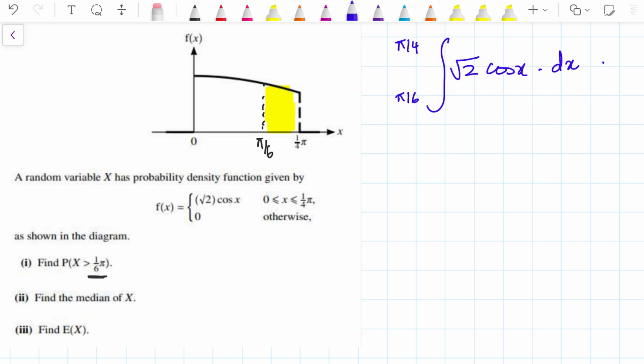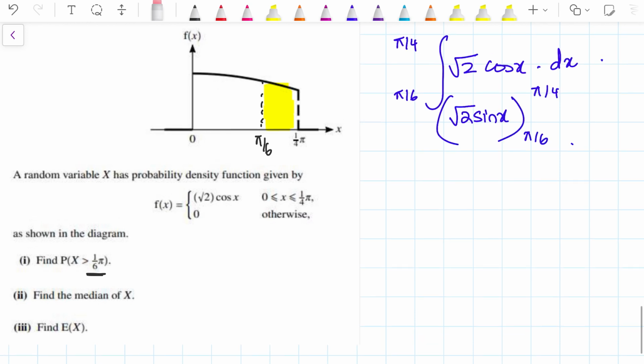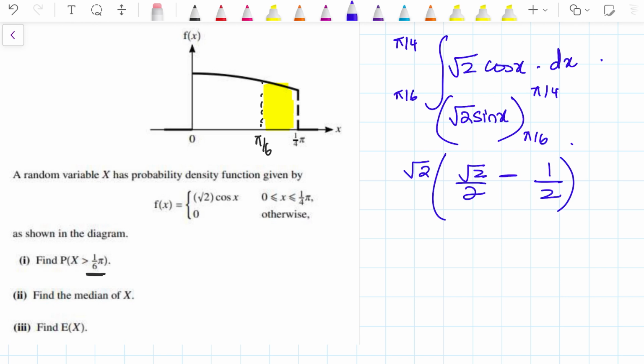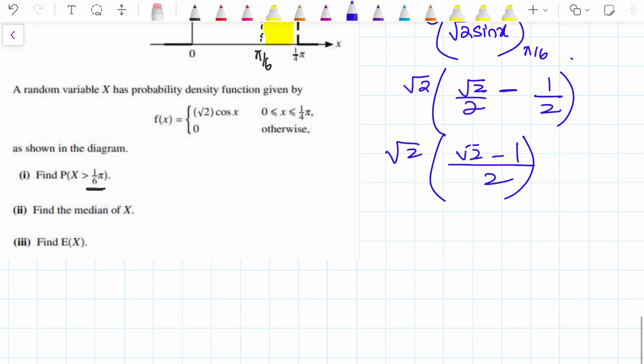Alright, now, what is the integral of cos x? The integral of cos x is sin x. Put the limits, pi by 4 and pi by 6. Alright, so let's input the limits. Let's input pi by 4 first. So I get root 2 upon 2. Then input pi by 6, I get 1 upon 2. Upper limit minus lower limit. So root 2 minus 1 upon 2. There's a root 2 outside. So when we multiply, it becomes 2 minus root 2. Individually divide. This is what it becomes, which is 1 minus root 2 upon 2.